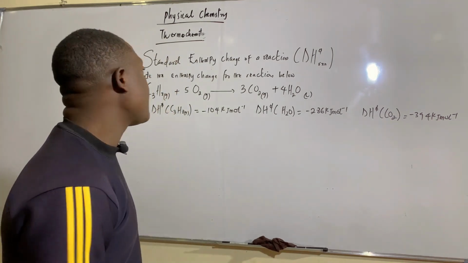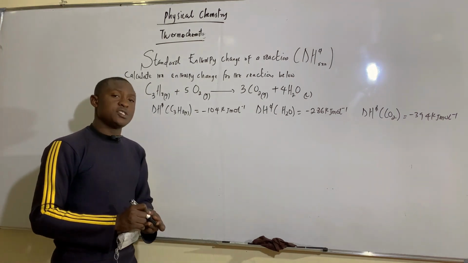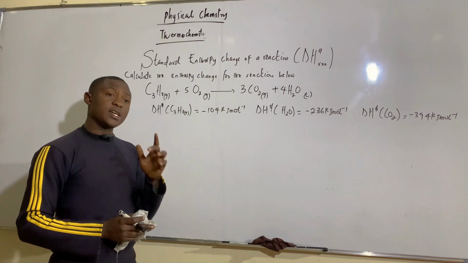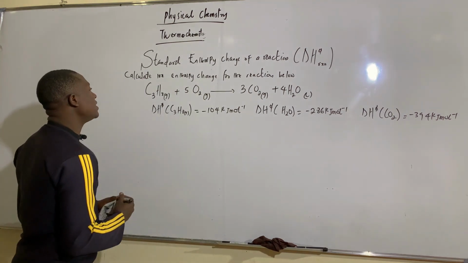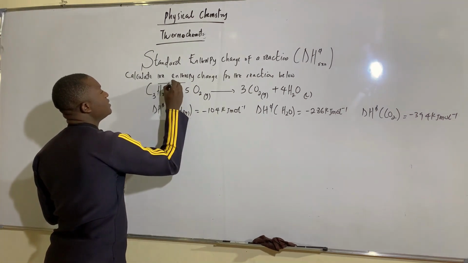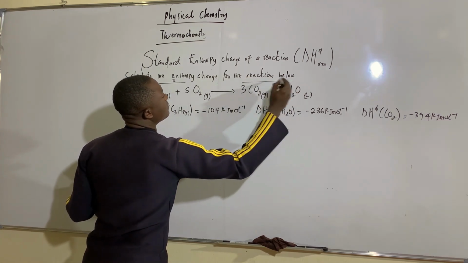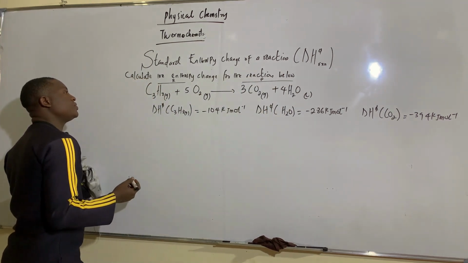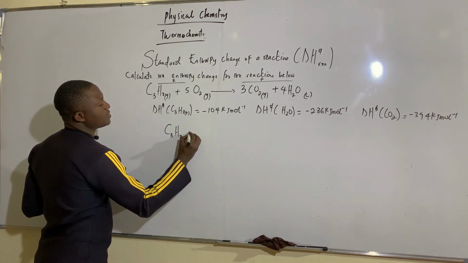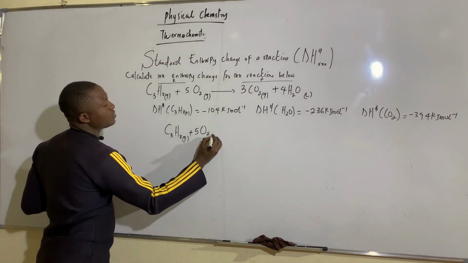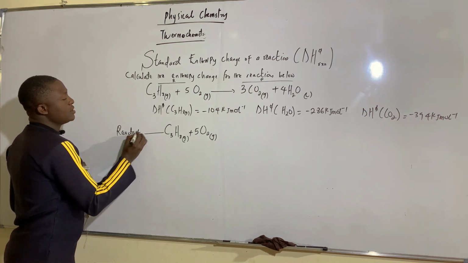It's simple and straightforward. So how will I do that? As I told you earlier, find the total heat change at the reactant, and at the same time find the total heat change at the product. Then you find their difference. This is our reactant side, and this is what we have on the product side. So at the reactant, I have C3H8, which is gas, plus 5 O2 gas.